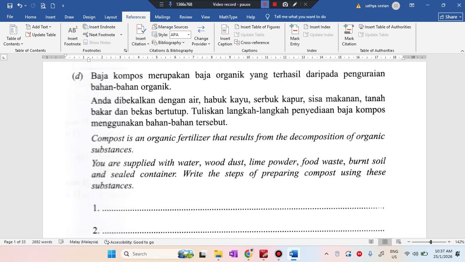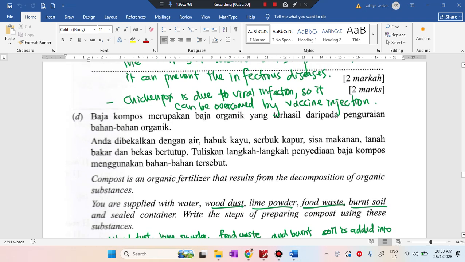Okay, now compost is an organic fertilizer. You know right, what is a baja compost? The decomposed things mix with the soil, then it will become a wonderful baja lah. But what is the proper way to do a compost? Compost is an organic fertilizer that results from the decomposition of organic substances lah. Now you are supplied with water, wood dust, lime powder, food waste, burnt soil and sealed container. Okay, so write the steps to prepare the compost. Kalau you tak tahu proses ni nanti susah lah.